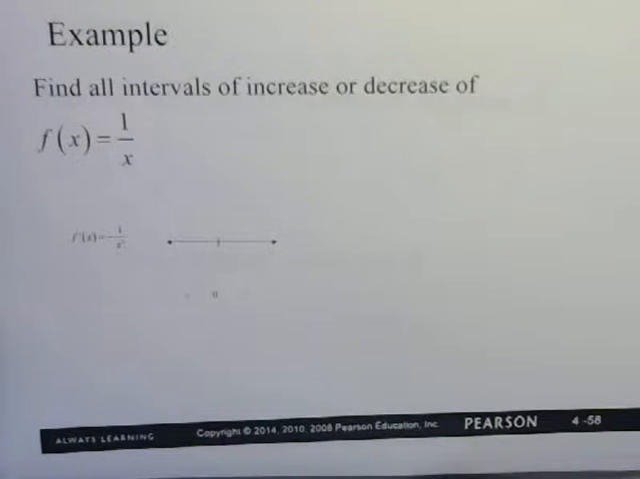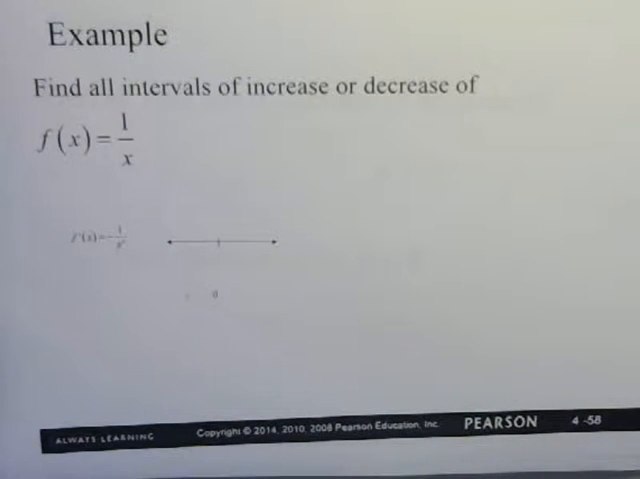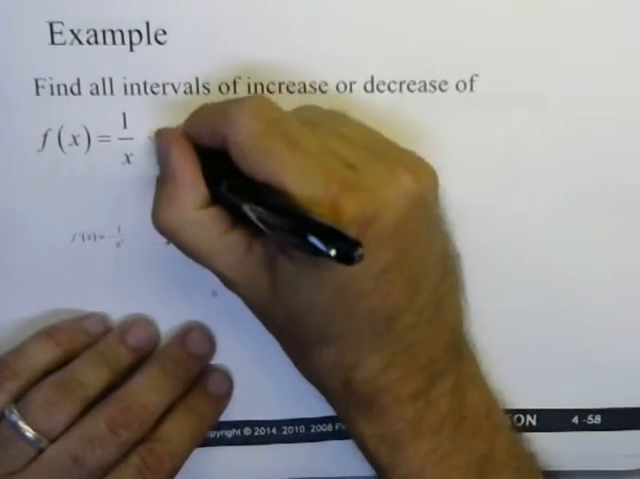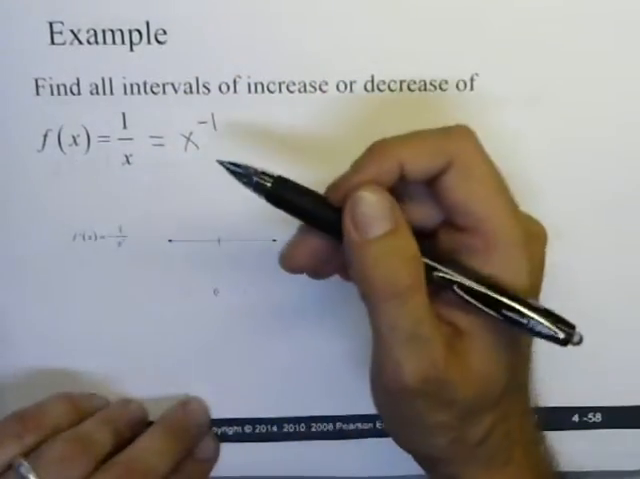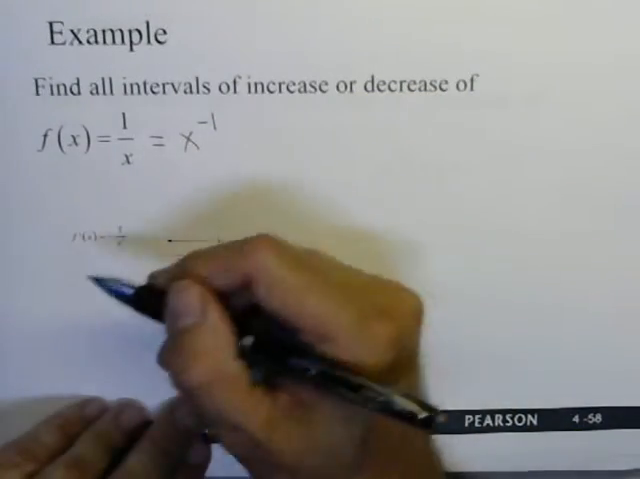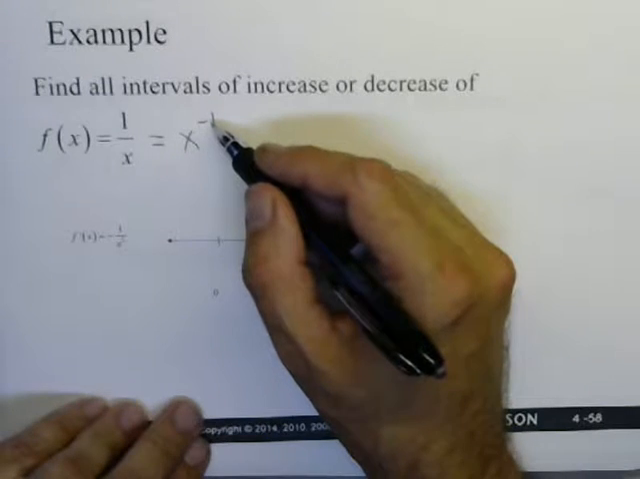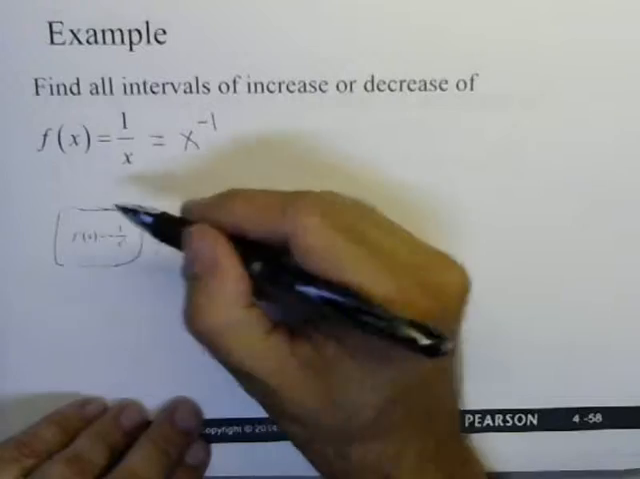As an example, let's say we want to find all the intervals of increase or decrease for this function. You might already know what this function looks like, so doing the derivative might be kind of silly, but you can think of this as x to the minus 1. If you take the derivative, you bring down the negative 1 in front and reduce the power by 1, which gives you negative x to the negative 2. So the derivative would be given by that.